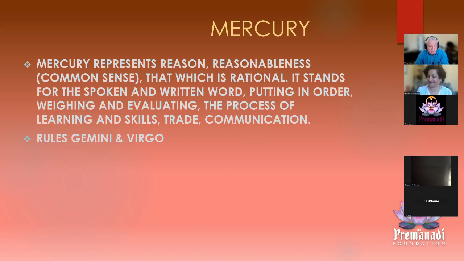The next planet is Mercury, which rules both Gemini and Virgo. It represents reason, reasonableness, common sense, if you will, that which is rational. It stands for the spoken and the written word. It represents putting things in order, weighing and evaluating, the process of learning and skills, trade and communication. And it rules Gemini and Virgo, like we said. If you were to read a description of the Roman god Mercury, you will find out that Mercury is also heavily involved in trade. It's involved in travel, very quick travel, mental traveling, thought travel, all sorts of travels, but also trade and interconnection with people.